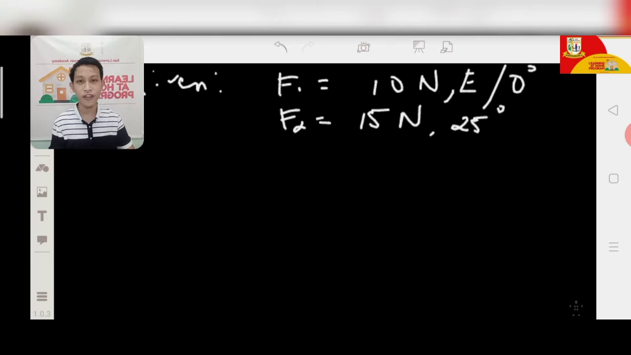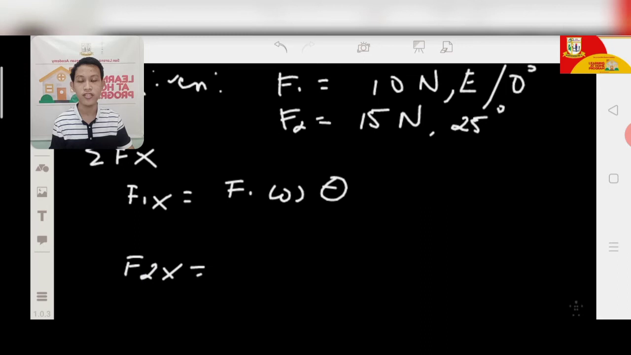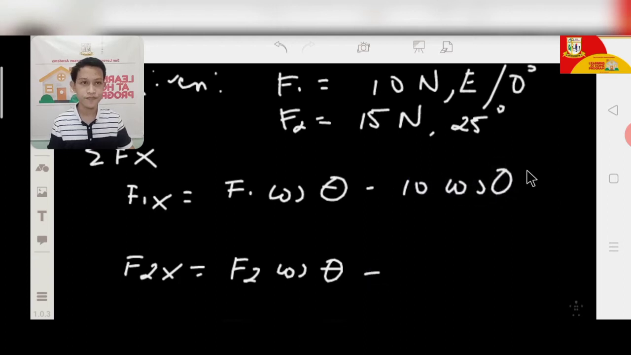So using again the first formula, we will get their components. Summation of f of x, using the formulas: f of 1x is equal to f of 1 cos theta. To find the horizontal, again, we'll use the cosine function. And then f of 2x is equal to f of 2 cos theta. Substituting the given values, we have f of 1 is equal to 10 newtons cos theta.